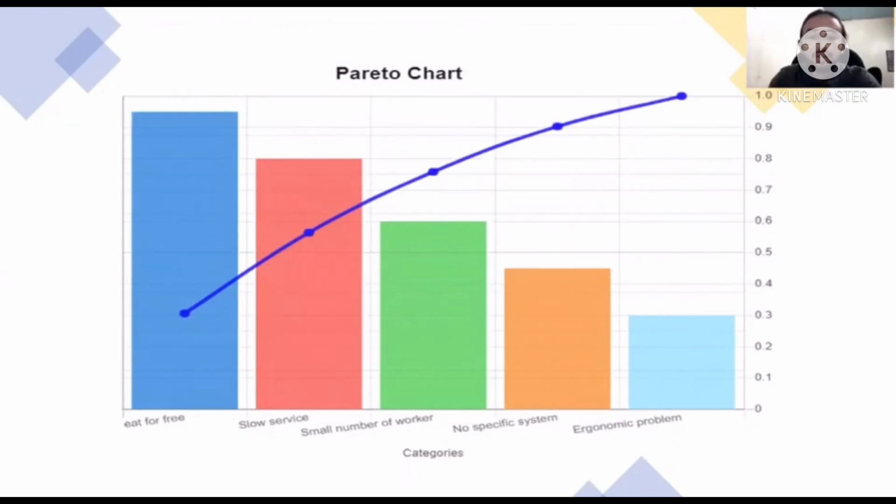Based on the Pareto chart above, the major problem of Al-Amin stall is worker and family eating for free in the stall. To solve this problem, only workers can eat for free, and there should be a limit on it to avoid losses.